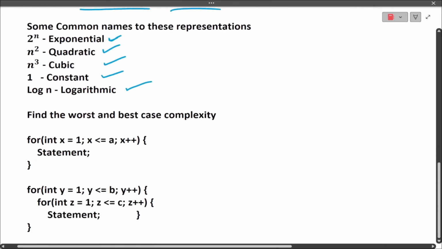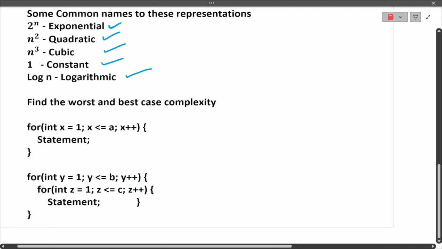This is a very good question. Find the worst and the best case complexity for this. Try to find out. Let me see how to do this. Very easy this is. Just pause this video, try to find out, and compare your answer with me.